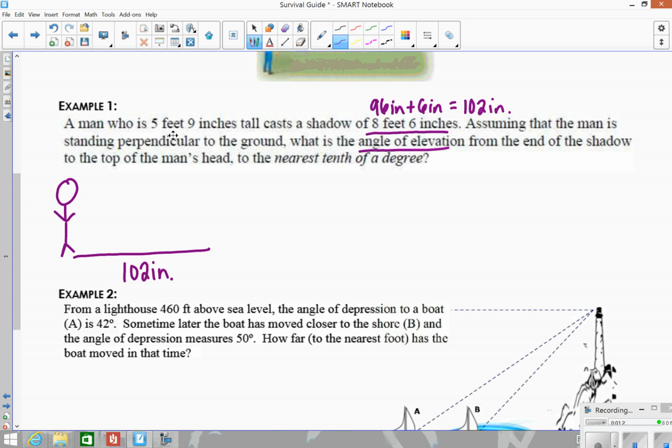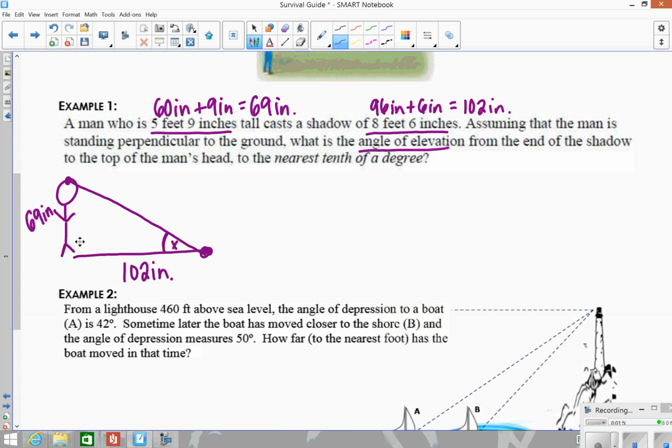And then I also have 5 feet 9 inches for his height. So I'm going to just do 5 times 12 to get 60. So 60 inches plus the 9 inches means his height is 69 inches. So I'm going to label that. And since it's talking about the angle of elevation from the end of the shadow, so here's the end of the shadow to the top of his head, I'm talking about this angle right here. So this is the angle I'm trying to find. That's going to be my x.